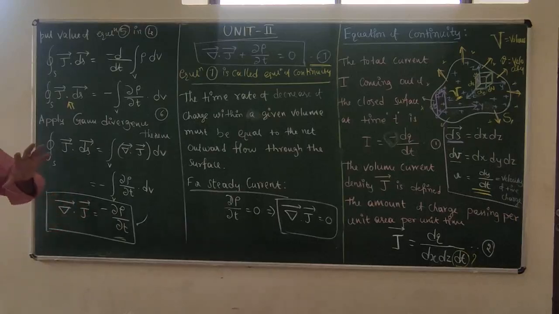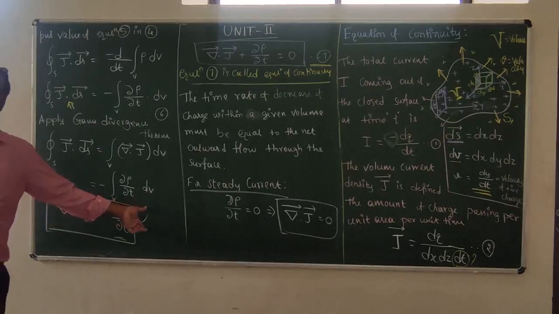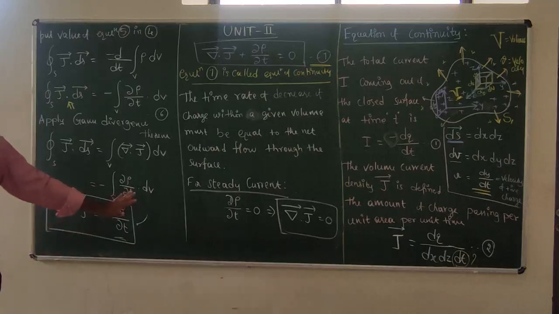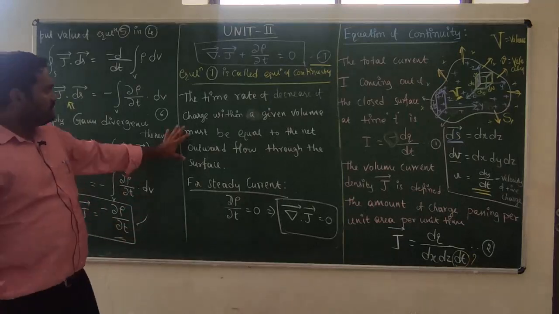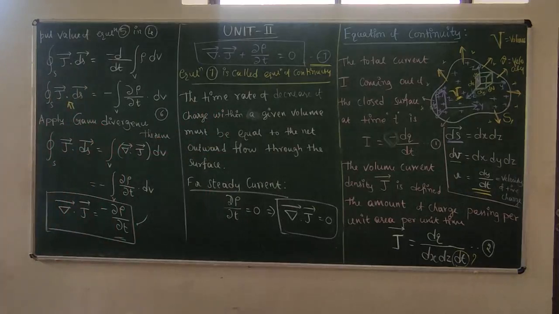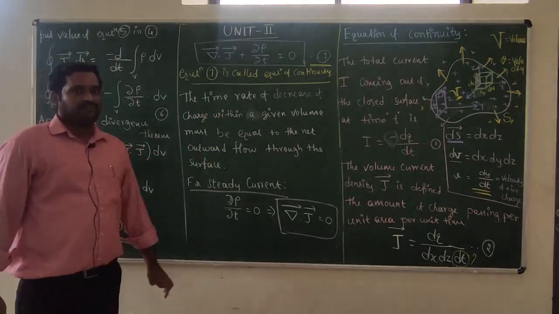Divergence of j is nothing but the divergence of current density. Both current as well as charge are explained in terms of density, so it's the same. The divergence of current is equal to the total charge going out of the surface. That means the total charge remains constant, or conserved. That is the statement: the time rate of decrease of charge within a given volume must be equal to the net outward flow through the surface.